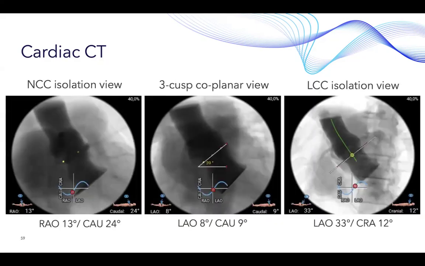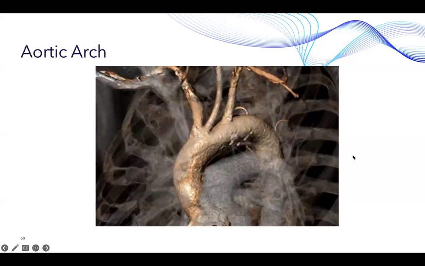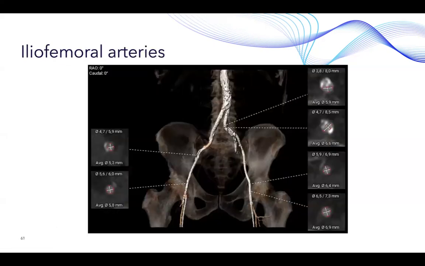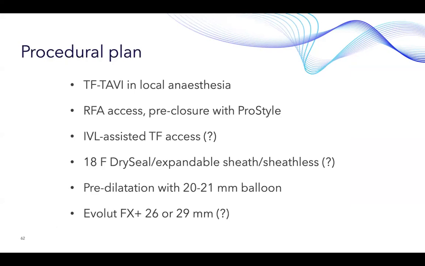These are the implant views. So I will work here mostly in an LCC isolation view. That's the right-non cusp overlap view. Here I will look into the commissure. So that's an aleocranial. This is the arch, which looks good. And then the axis looks also fine. So you see here, I will go for either an expandable sheath or an 18 French DrySeal sheath. I will go for pre-dilatation for sure with a careful 20 or 21 balloon. And I will go for an Evolut FX+ 26 millimeter. I will not go for 29.